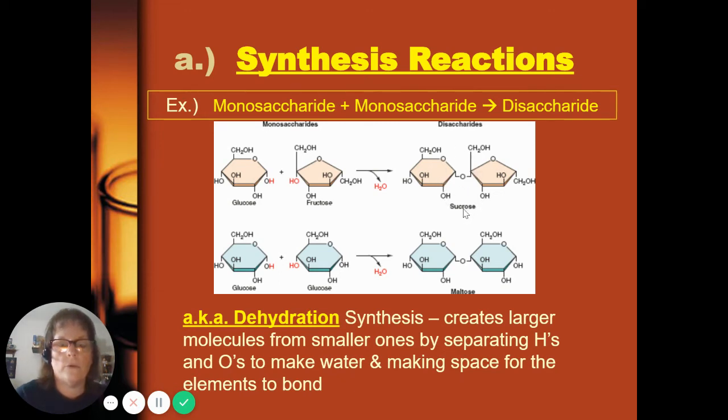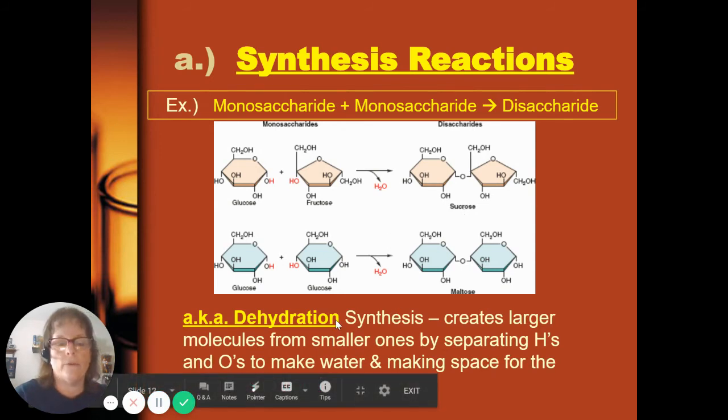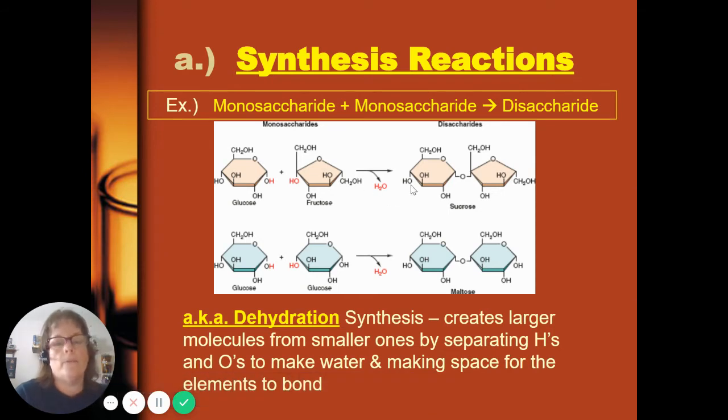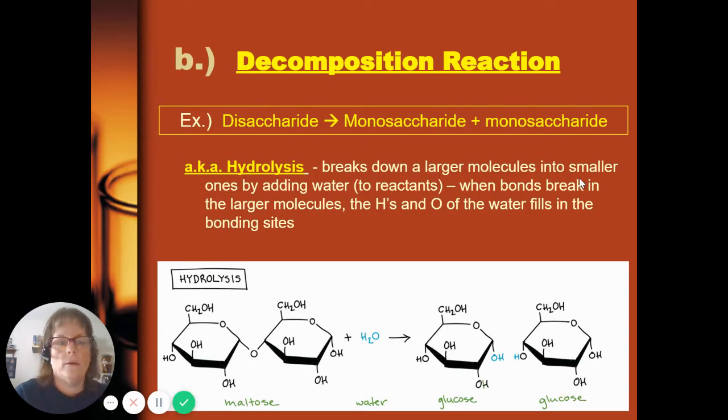Sucrose is table sugar. But anyway, that's a synthesis reaction. You are taking 2 smaller molecules and bonding them together to make a larger one. It's also called dehydration synthesis. And it's just called dehydration because if you look right here, the water is being drawn out of it to make room for them to bond together in the middle there.